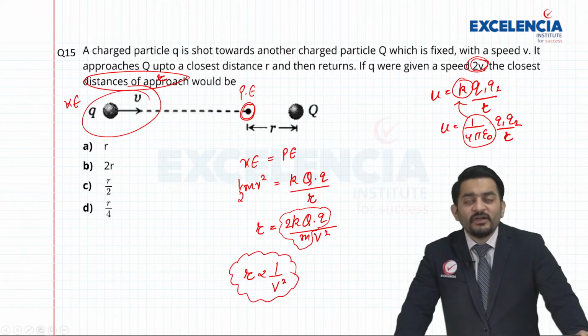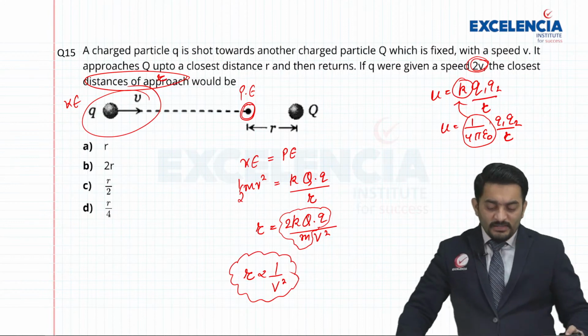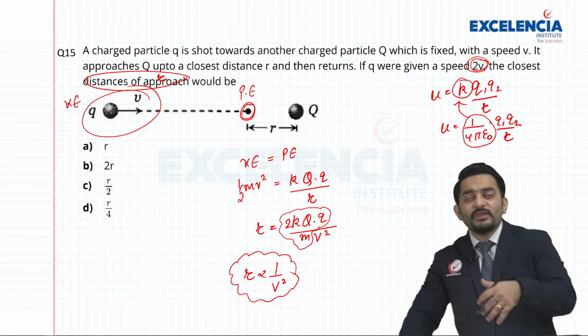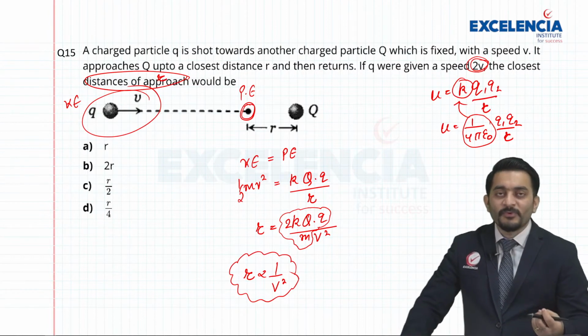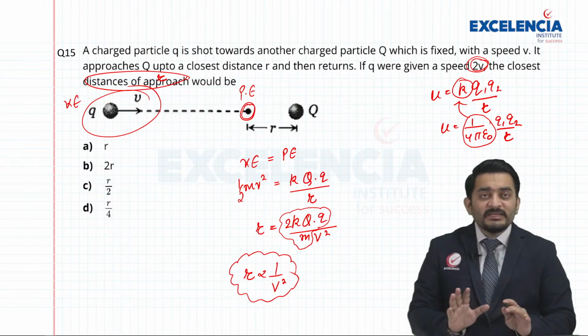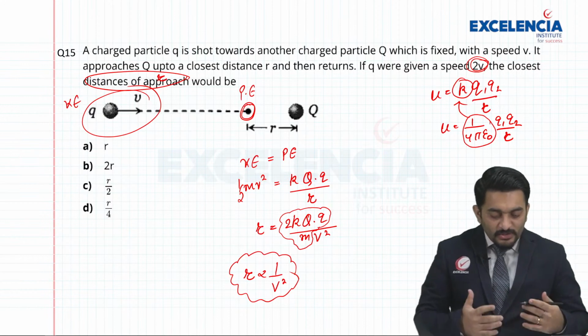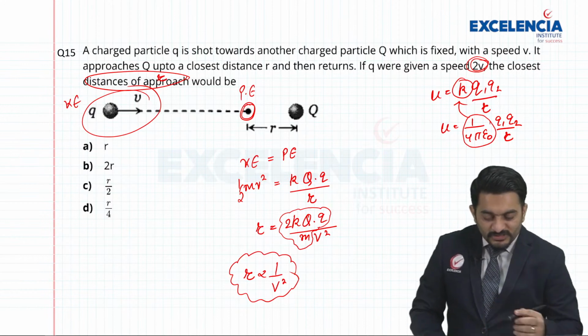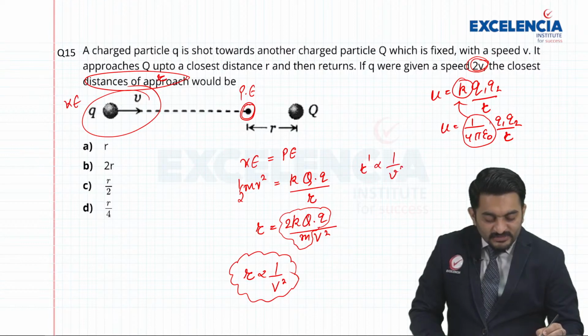Removing the equal to sign, you have to introduce some constant, we know that. So here what I have done, I have removed the equal to sign and I have introduced a proportionality sign. Now I can simply say that if I have to calculate my new distance of approach, that is r dash, I'm going to calculate it with the relation which is given as this.